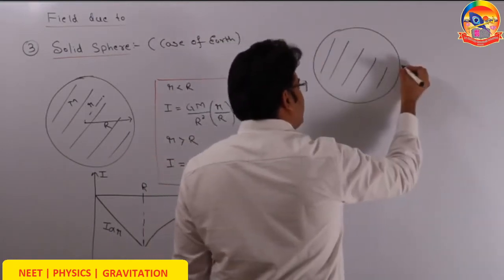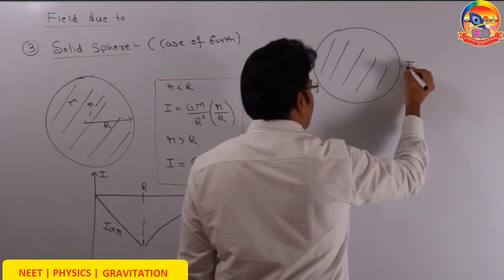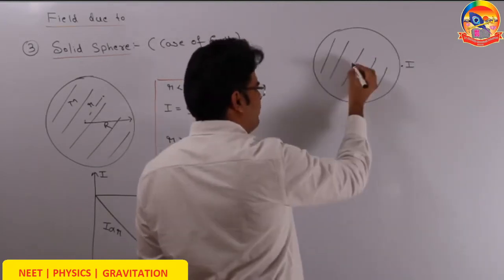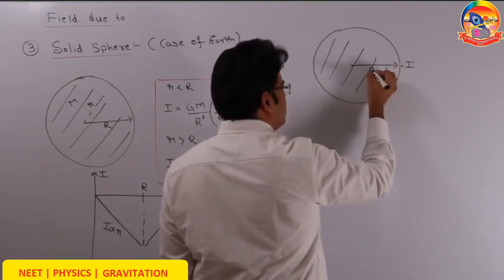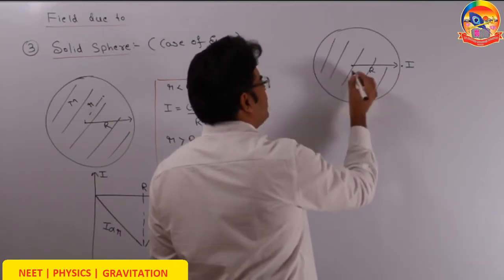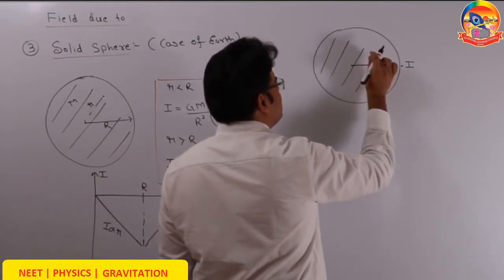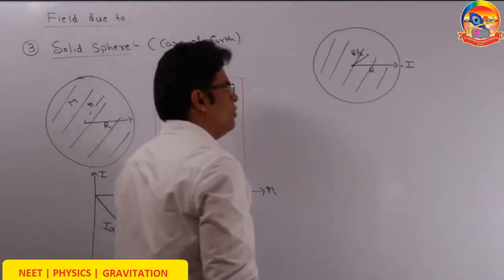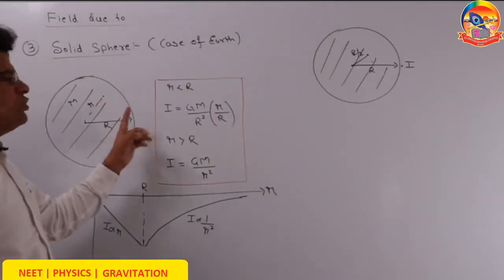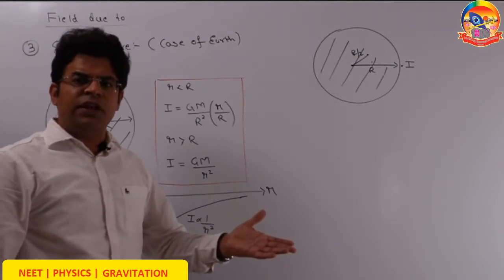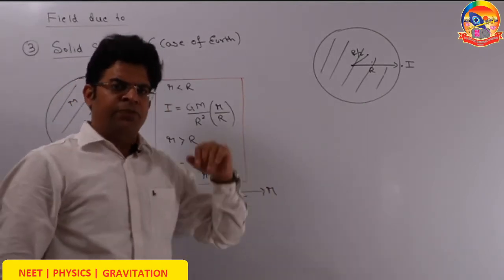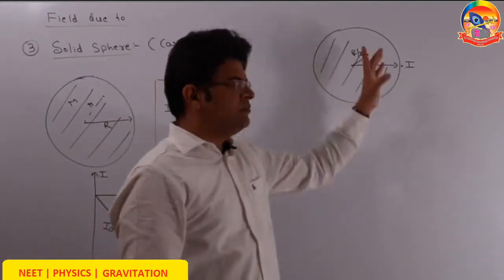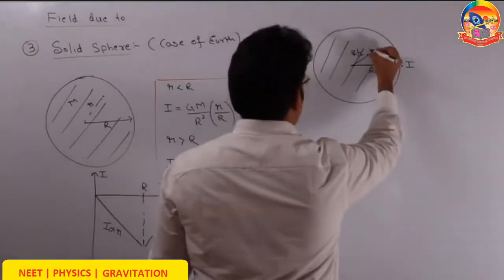Now, question is, let's say we have got this solid sphere, and on the surface of the solid sphere, the gravitational field intensity is I. Let's say this solid sphere has radius R. Then what is the gravitational field intensity at distance R by 2 from its center? R by 2. So beta, on going from center to surface, the gravitational field intensity increases linearly. So at half the distance from center, the field has to be half, I by 2.